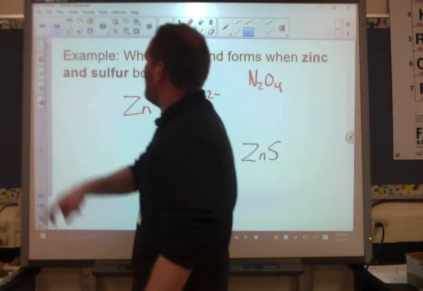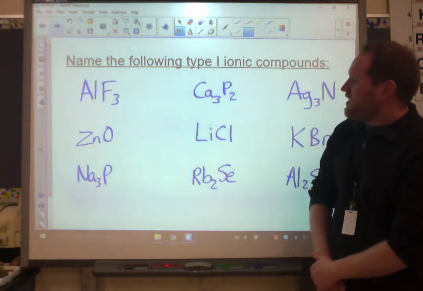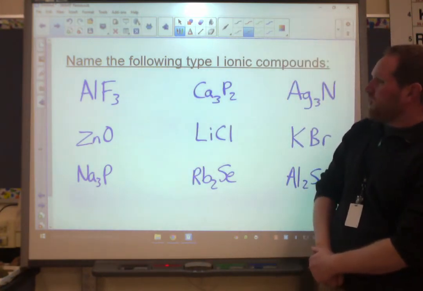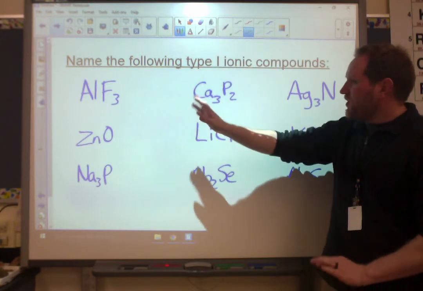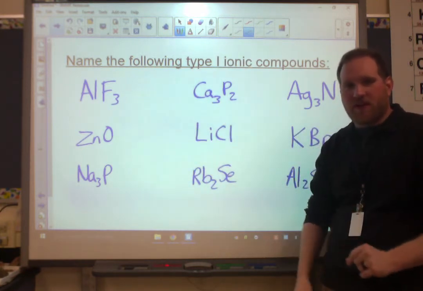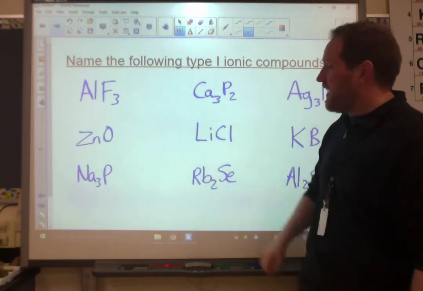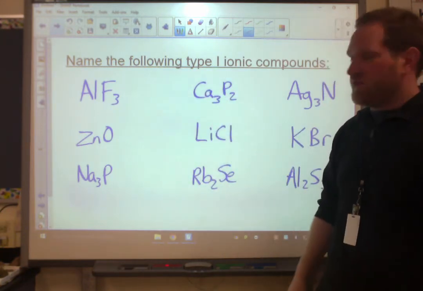Okay, so just for the last part of the video, I have a few rapid-fire examples. This says, name the following type 1 ionic compounds. Notice all the 2s, all the 3s, all the 1s that aren't written, but they're there. When it comes to naming, it doesn't matter. You can just rapid-fire your way through this as long as you're familiar enough with the symbols.